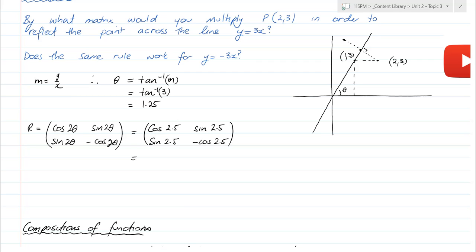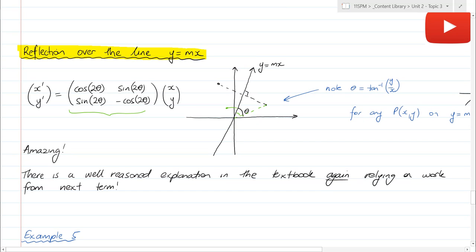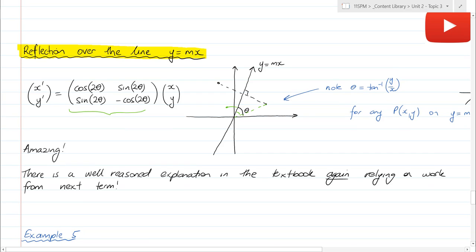First one is negative 0.52. That's cos 2 theta. 0.52. Negative 6 theta because it's y equals 3x. Wouldn't you have to change it because it's y equals 3x, not just y equals x? Change it in how? It's not just cos 2 theta. Well, that's the rule for reflecting over the line y equals mx. You just have to work out the gradient based on m, which we've done with the tan inverse of m.